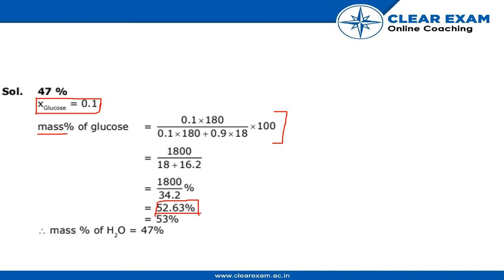And in order to find the mass percentage of H2O, we need to subtract this from 100, which we get 47%. Therefore, the answer is 47%.